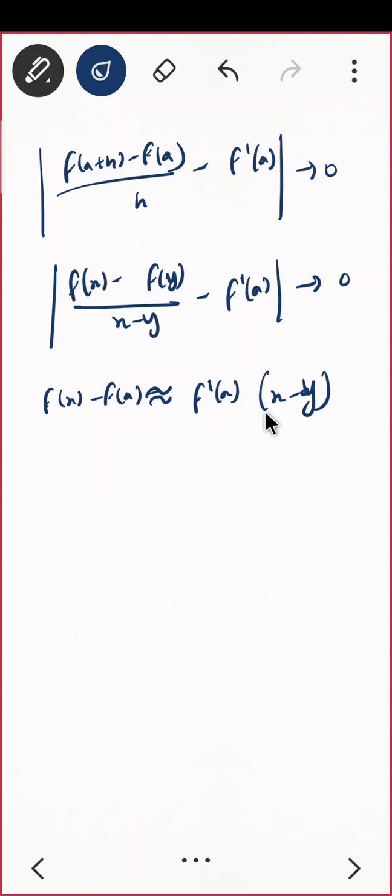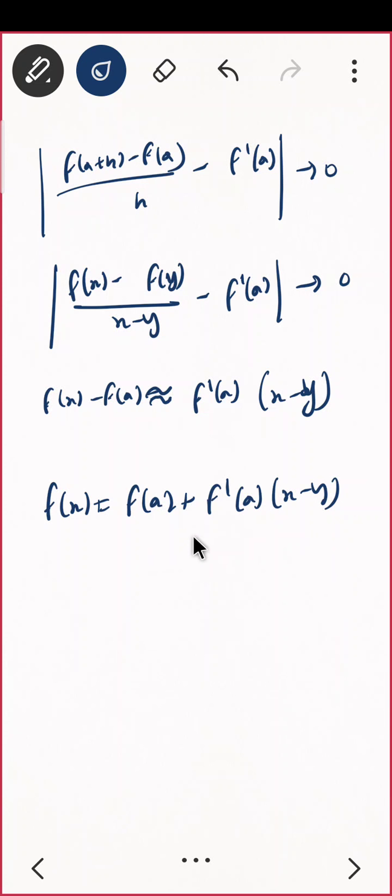Look at the right hand side. Actually, what I am doing, and if I write f of x, so f of x equal to f of e plus f dash of e into x minus y. That means what am I doing? I am trying to approximate my function f of x with a linear equation, and this is I'm trying to approximate my function. Correct? This is what my definition of derivative is. Correct?